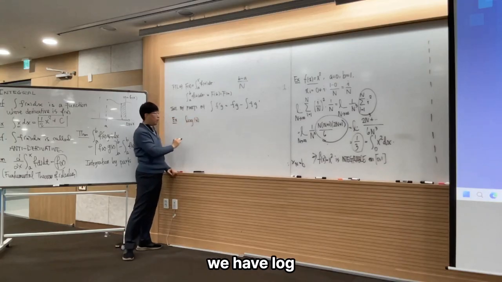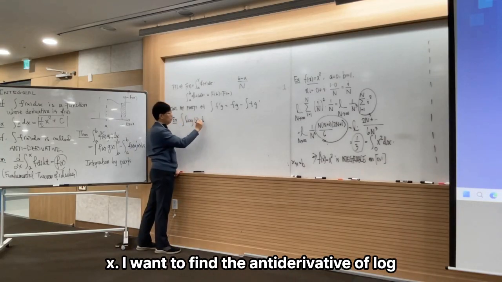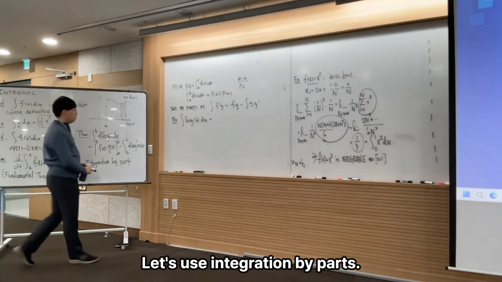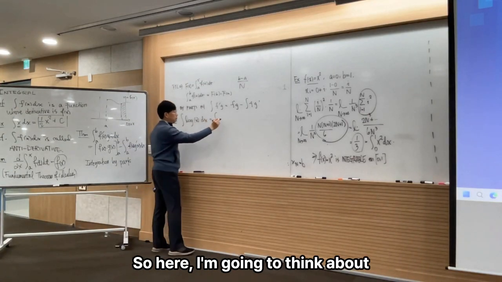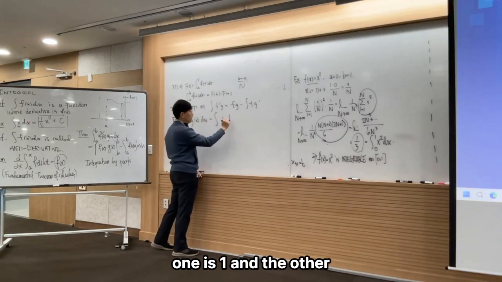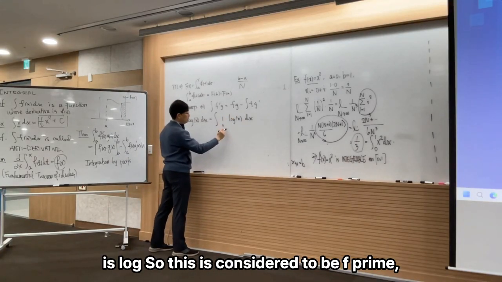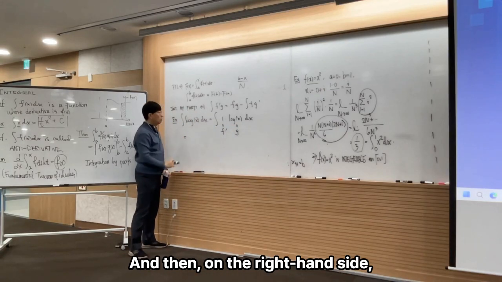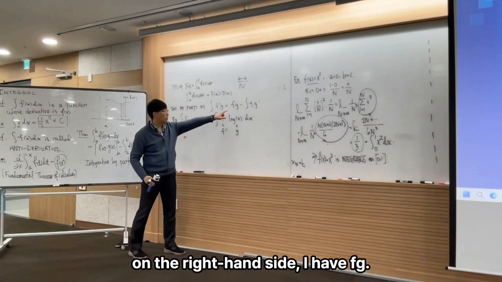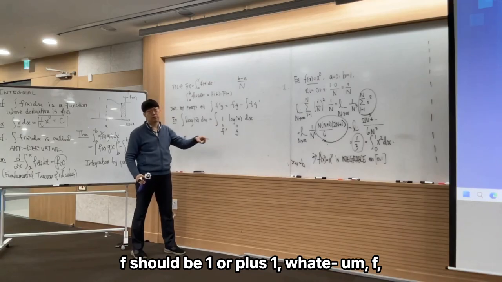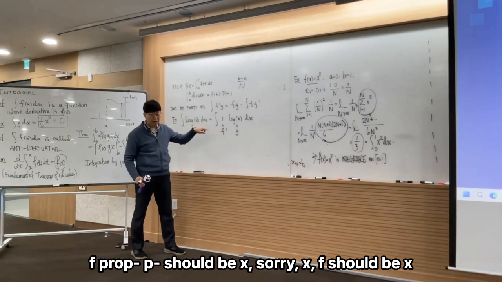Let's say we have log x. I want to find the antiderivative of log x. How do we find that? Let's use integration by parts. Here, I'm going to think about log x as a product of two functions. One is 1 and the other is log x. So 1 is considered to be f prime, and log x is considered to be g. On the right-hand side, I have fg. Now, I need to find f. If f prime is 1, f should be x, sorry, x.